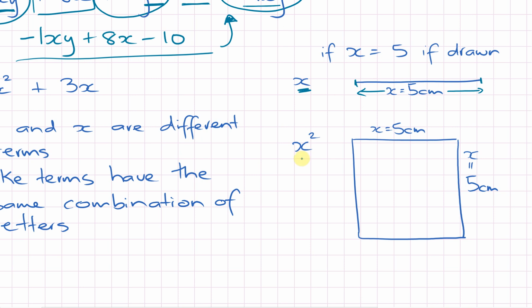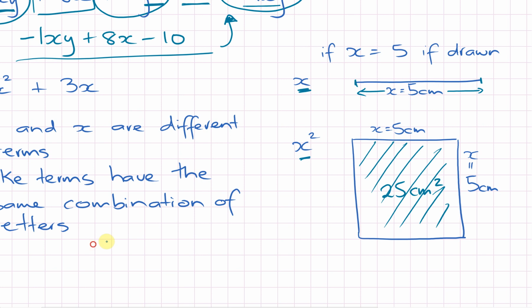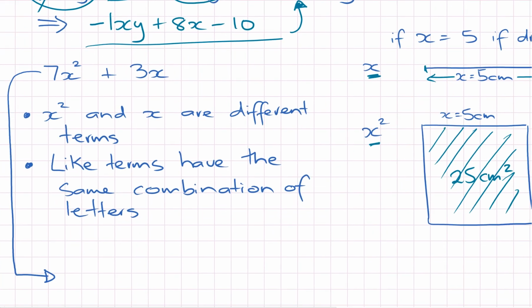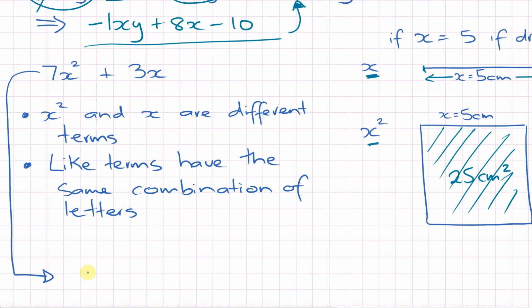If I look at x squared and draw it, x squared would be a square. So x squared means that I'm sort of looking at the area. So if x was 5 centimeters, this would be 25 centimeters squared. So x squared is actually different from x. So I can't combine those two together. So let's have a look at one last example.